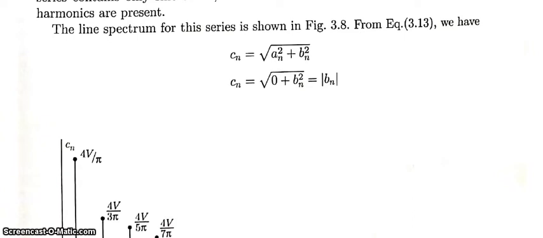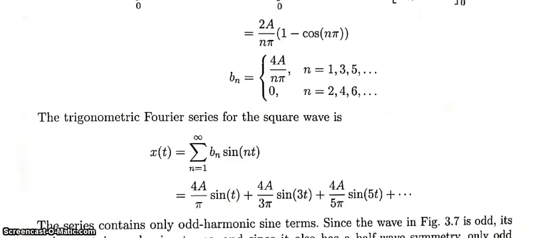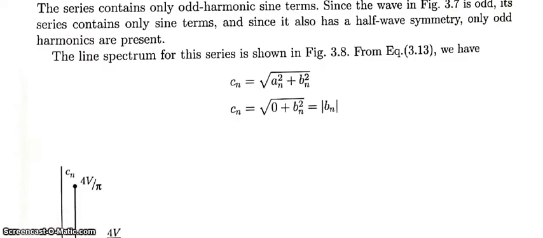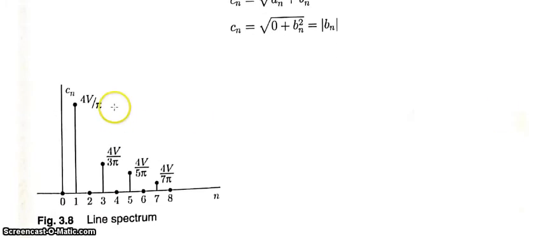We have evaluated the bn equation, and bn has a value only for odd n values 1, 3, 5, and it is 4A by n pi. Therefore when n is 1, bn is 4A by pi. When n is 3, it is 4A by 3 pi. For n equal to 5, 4A by 5 pi, and so on, and that is shown here. Here it is not v, it is capital A: 4A by pi when n is 1, for n equal to 2 it is 0, for n equal to 3 it is 4A by 3 pi, and so on. So this is how we have to plot the line spectrum.